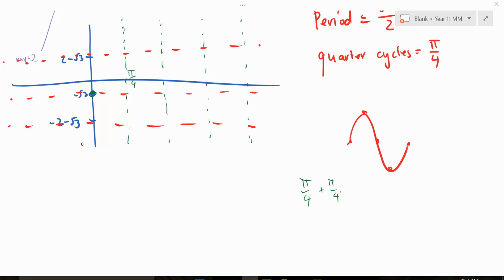So now you've got all your quarter cycles. Well, that's 2 pi over 4. This is 3 pi over 4. This is 4 pi over 4. And that makes 1 pi.